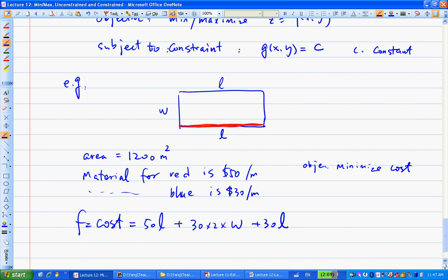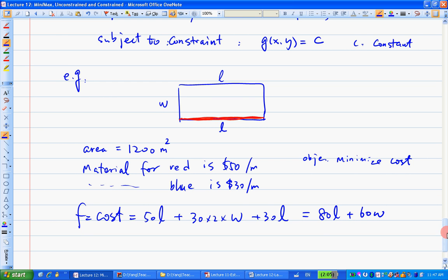Is that clear? Okay. So overall, this is 80L plus 60W. Is that okay? Any questions? It's all good, right? So that's the cost here, or that's the function you're going to minimize.